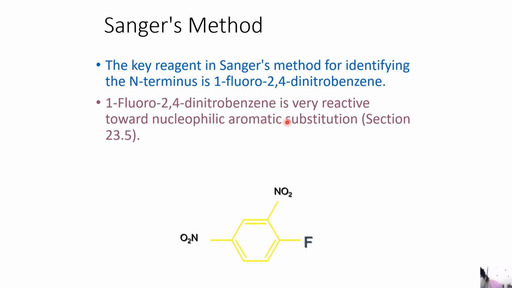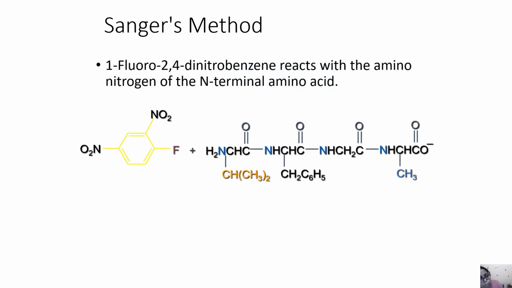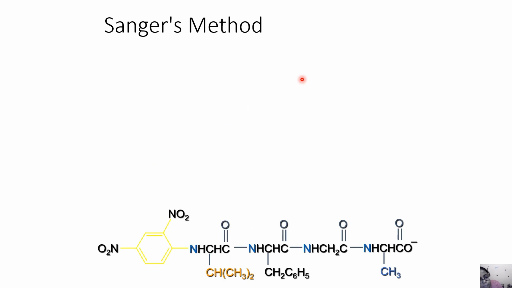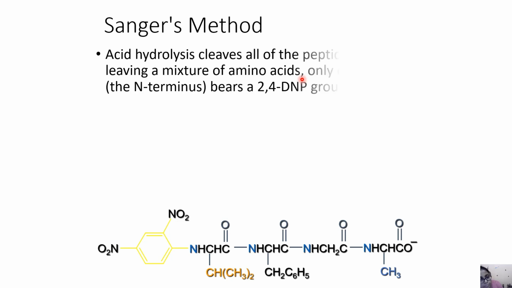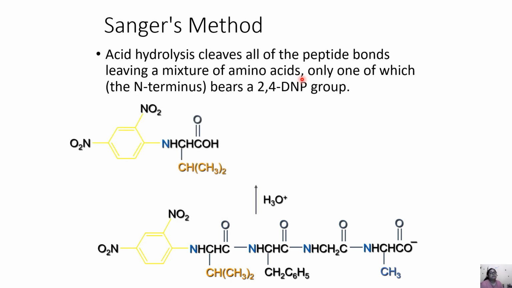So, for Sanger's method, the key reagent is 1-fluoro-2,4-dinitrobenzene. So in Sanger's method, the acid hydrolysis cleaves all the peptide bonds, leaving a mixture of amino acids, only one of which bears the 2,4-DNP group.